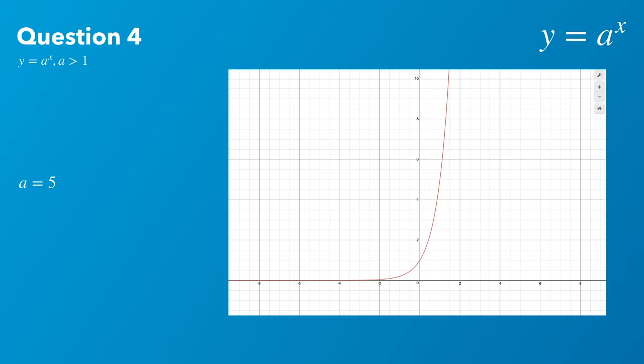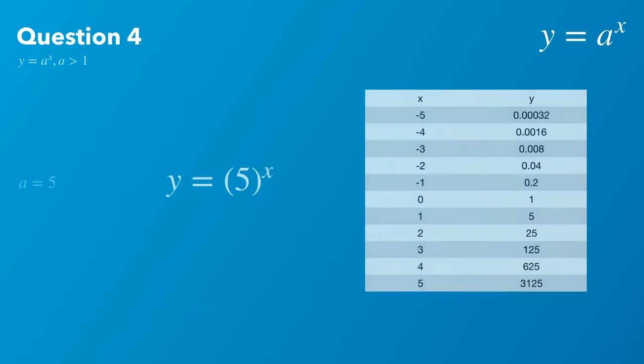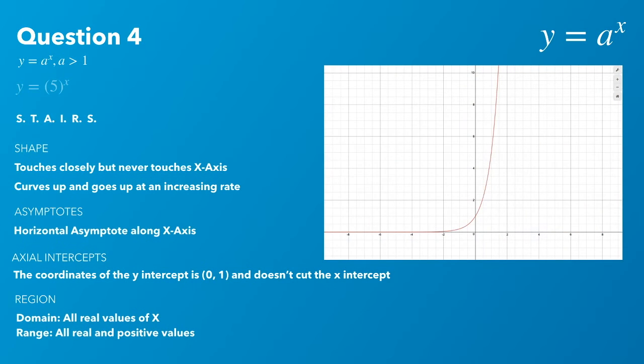For question 4, we have a greater than 1, and we chose a is equals to 5. We have a table of x is from negative 5 to x 5. It touches closely but never touches the x-axis. It curves up and goes at an increasing rate. There's a horizontal asymptote along the x-axis. The coordinates of the y-intercept is 0, 1, and it doesn't cut the x-axis. And there's a domain of all real values of x and a range of all real and positive values.